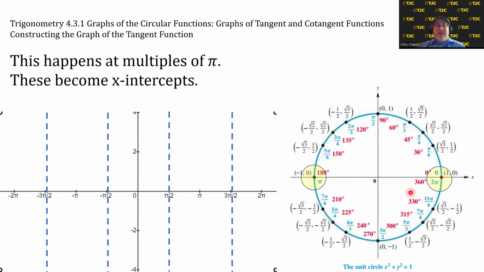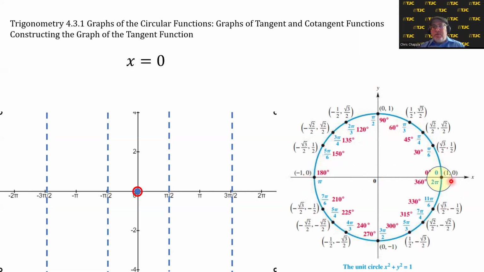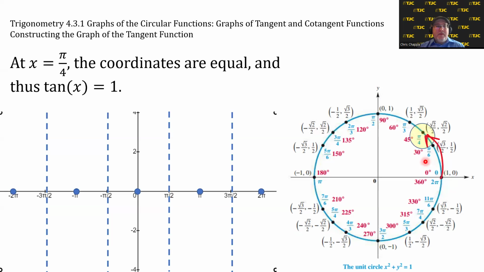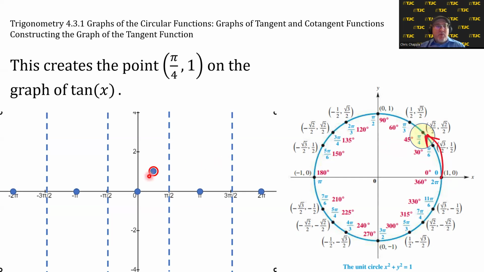These become x-intercepts. So at 0, or at pi, or even at 2 pi, and going backwards at negative pi, or at negative 2 pi. Now, let's look for some other nice points. Starting at pi over 4, the coordinates are equal, and so tangent is equal to 1. So we can put this point here. The point pi over 4 comma 1.